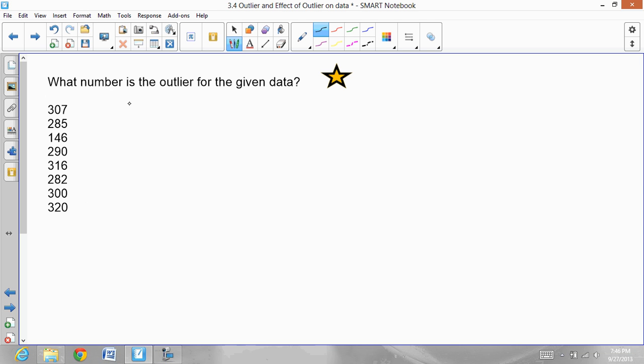Let's focus on this question. What number is the outlier for the given data? Once again, if it is in vertical form, it's still the same question, no difference, just in vertical form. These numbers are all close together. 146 is kind of like the odd one out. So it is lying on the outside of the field. So this will be the outlier, which is the same question.